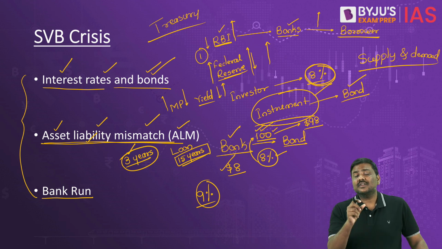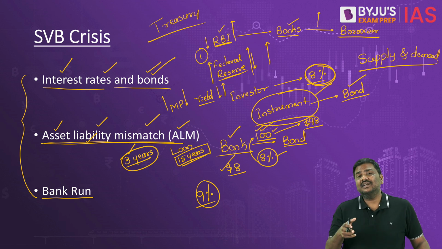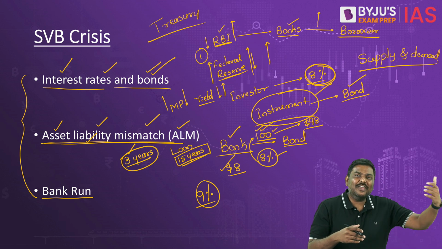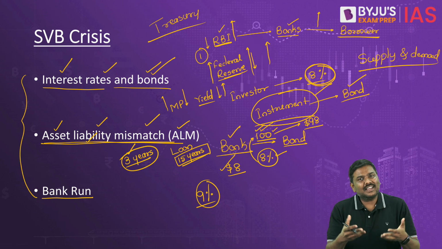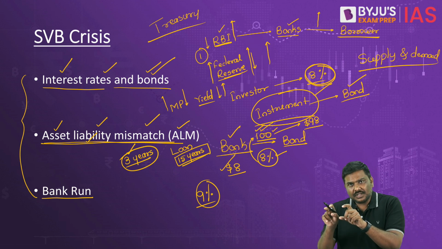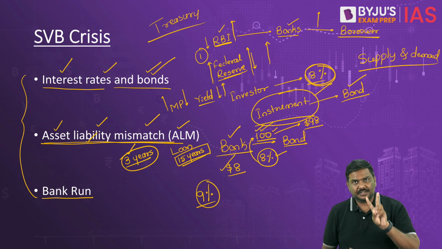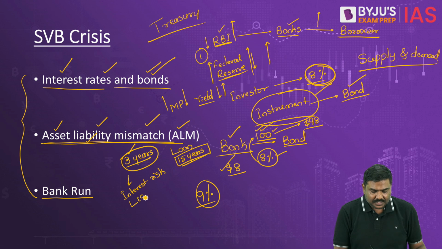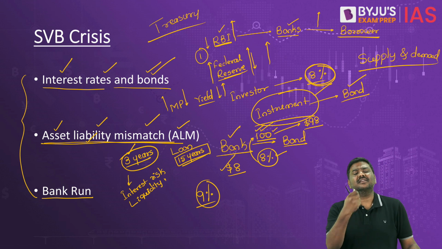Now, what is the importance of studying asset liability mismatch? Do banks face asset liability mismatch? Of course, yes. And it's not just applicable to SVB, even the banks in India face asset liability mismatch. And the issue related to asset liability mismatch is, there are two types of risks. The first risk is interest risk and the second one is liquidity risk. Now let me start with the latter one, liquidity risk.